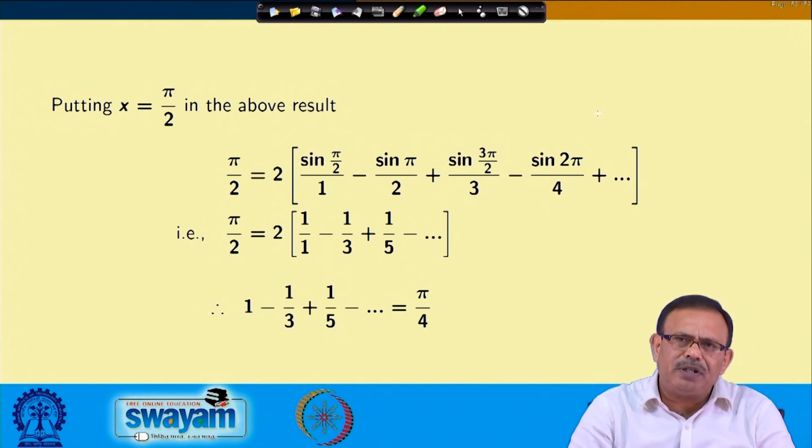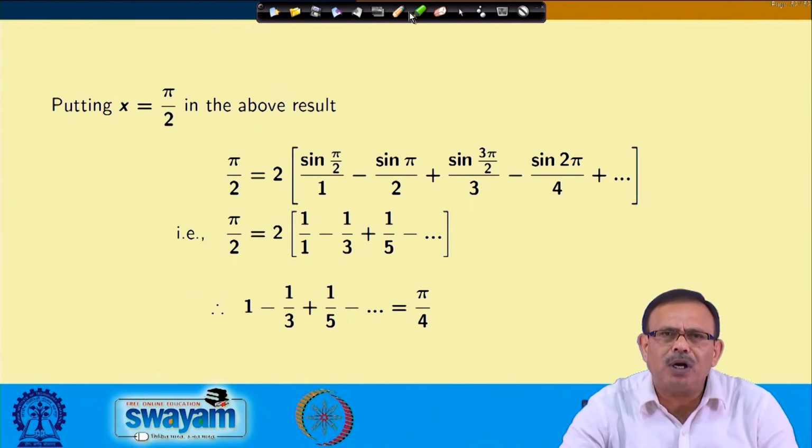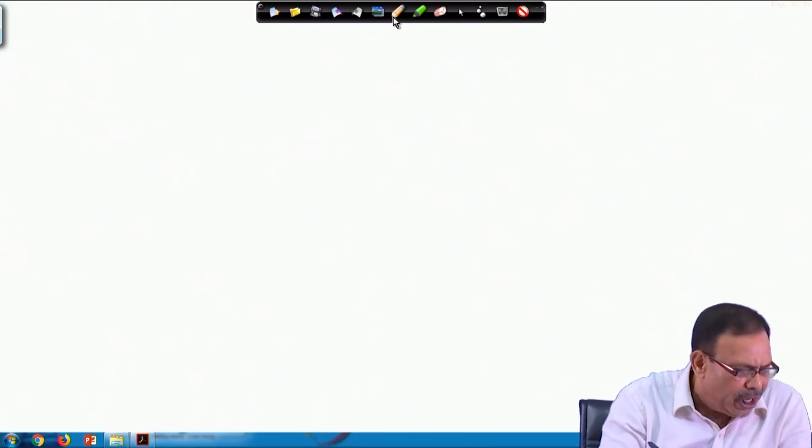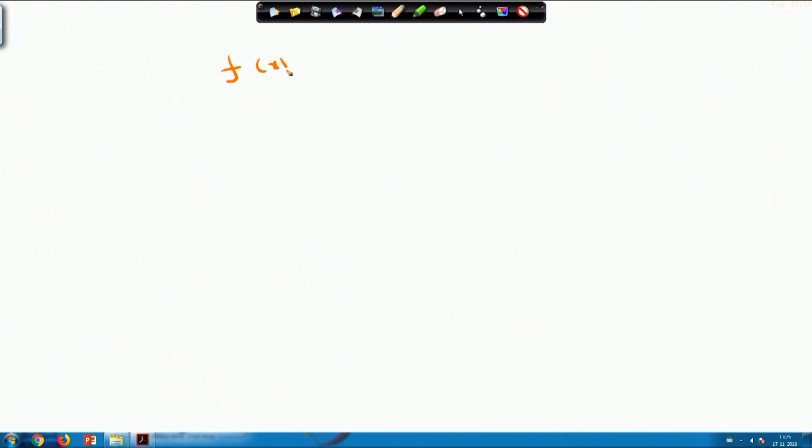So, now I hope it is clear how to find the half range sine series or cosine series of a function. Let us do one more example, so that you will understand it much better. Now, let us take a function f x equals x square in 0 to pi, and we want to express this as a half range cosine series, and then we want to find the value of 1 minus 1 by 2 square plus 1 by 3 square minus, like this. So, your f x is given as x square.